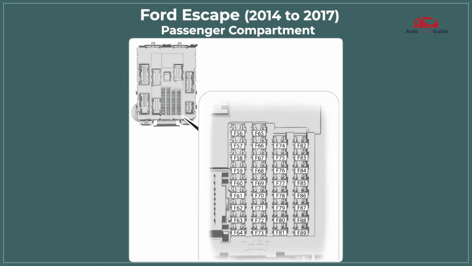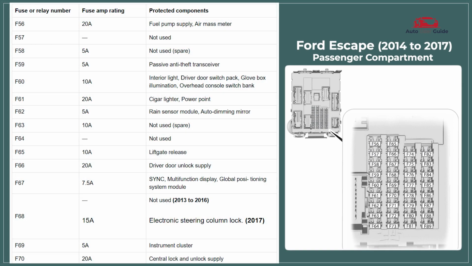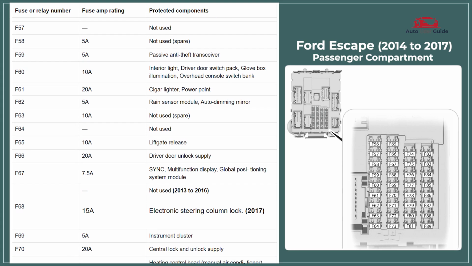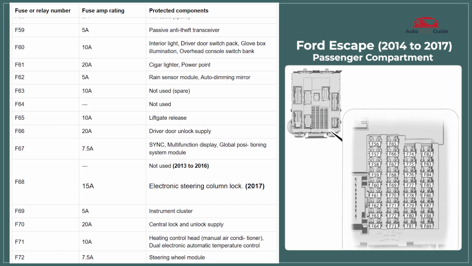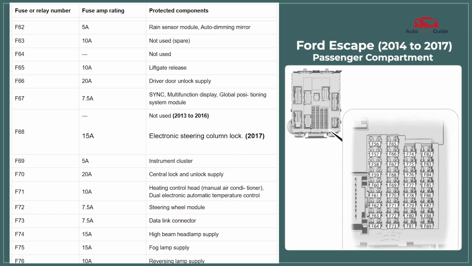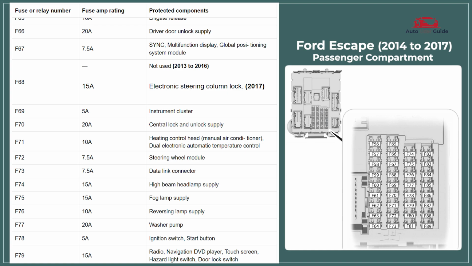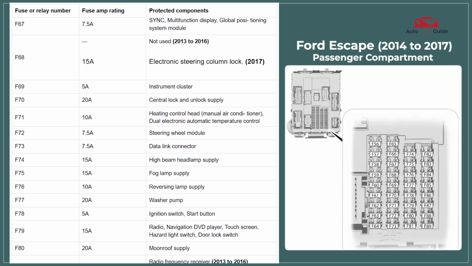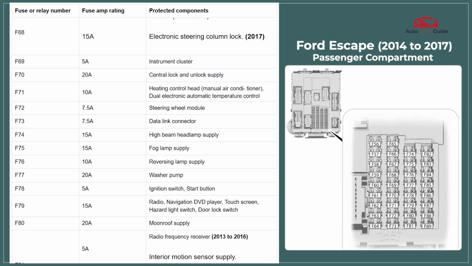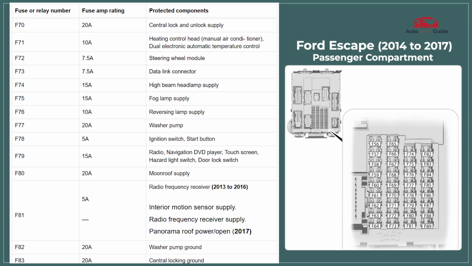The passenger compartment fuse box in the 2014 to 2017 Ford Escape controls and protects key interior electrical systems such as power seats, infotainment, interior lighting, and smart charging. It includes mini fuses and micro relays for efficient circuit protection. The fuse panel design allows for quick identification and replacement of faulty fuses.